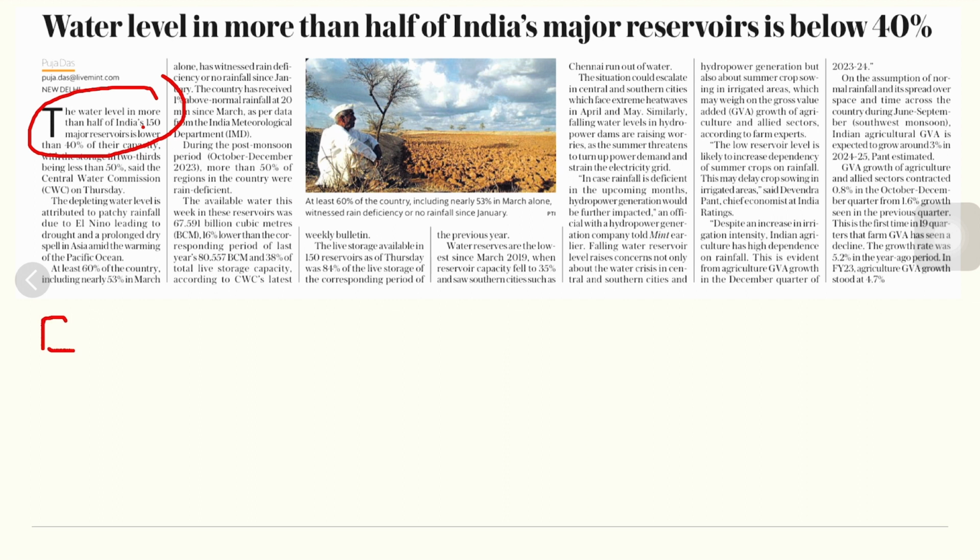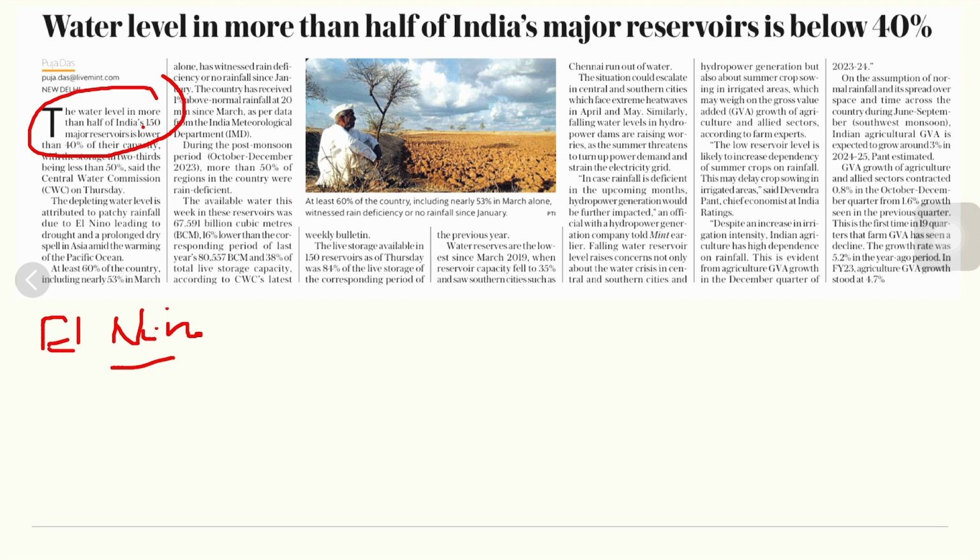What is the reason for the depleting water level? Whenever you are asked, in geography also, you will be asked that recently there was news about water shortages in major reservoirs of India. What do you see as the reasons behind it and how can it impact the geography?